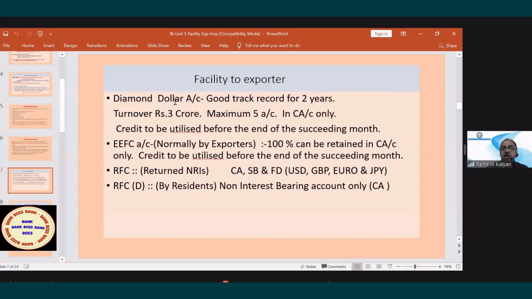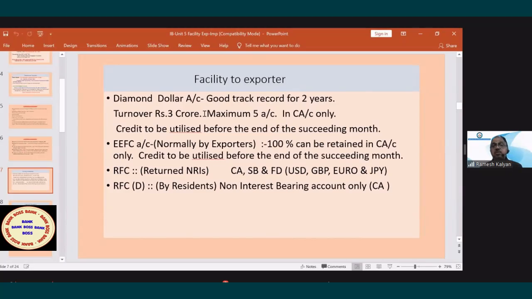The diamond dollar account, often there will be questions on it. A person with a good track record, 2 years and turnover 3 crores, always they will be asking. What is a diamond dollar account? Suppose, in the diamond trade, import will be done. Raw diamonds are imported mostly from South African ores and all. So huge crores and crores have to be paid. After polishing, it will be exported back. So only the difference will be the profit for them. That will be a huge amount.